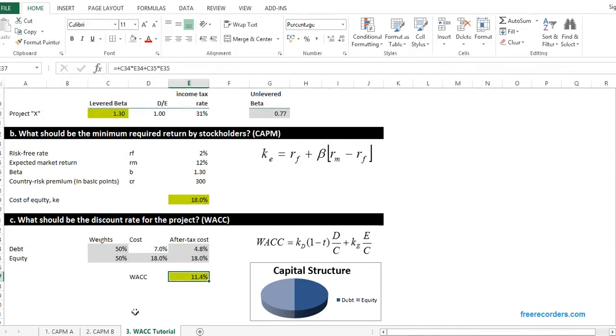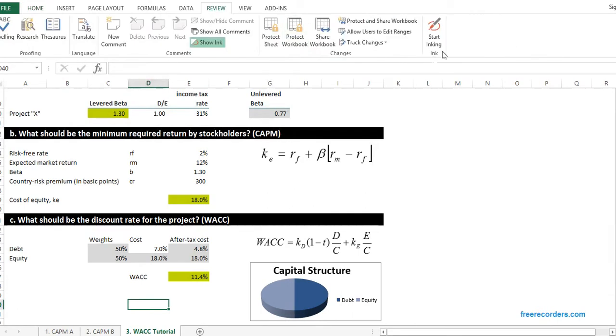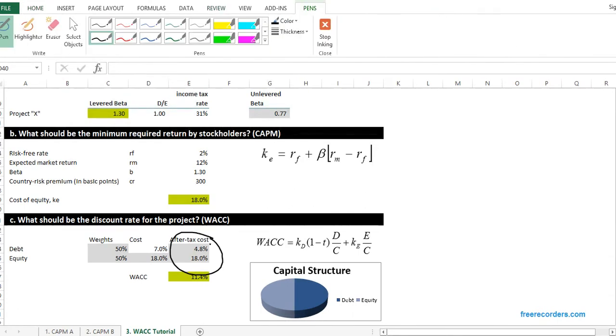Okay, 11.4. It is not a surprise that the weighted average cost of capital is somewhere in the middle of the other two costs. Of course, if it's an average, it could not be below 4.8 or above 18%. Therefore, 11.4 is the discount rate for this investment project, and it's also the weighted average cost of capital that we can use for the EVA calculation.